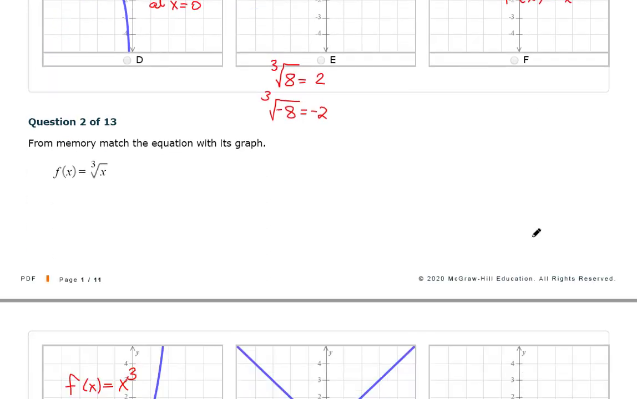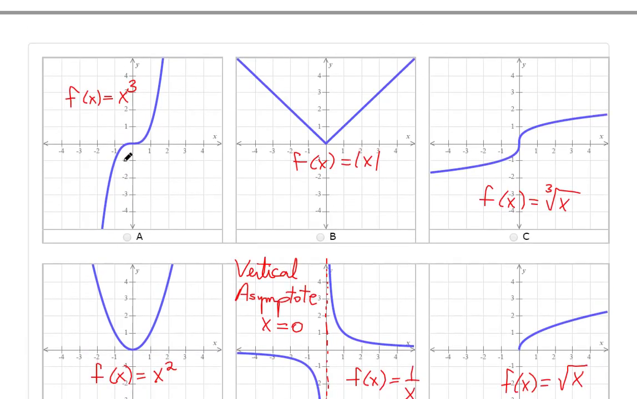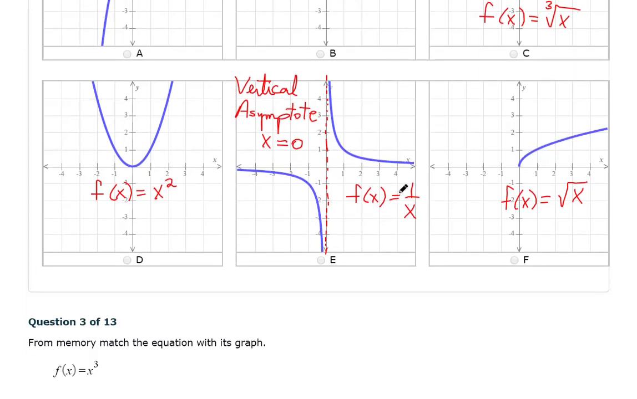Let's see, question 2 wanted us to find the cube root of x. Well, we know what that looks like now. So let's see, there's x cubed, absolute value. Oh, there's cube root, the one that goes through the origin, looks kind of like square root, but it has a left-hand side. Let's talk a little bit more about 1 over x. This place where it blows up, this vertical line is x equals 0. Goes through the origin. It's given a name. It's called the vertical asymptote.